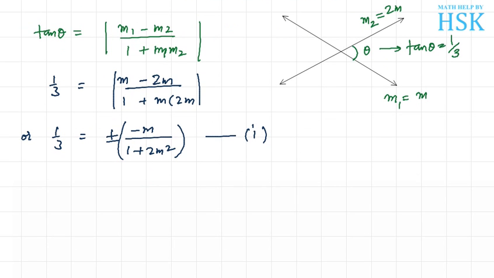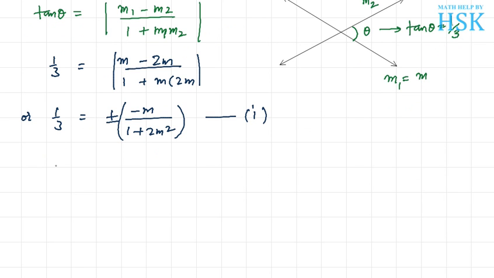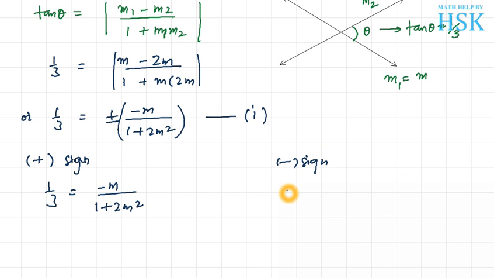So this equation gives me two conditions. First, when we take the plus sign, and second, when we take the minus sign. On taking the plus sign, I get 1 by 3 is equal to minus m upon 1 plus 2m square. On taking the minus sign, I get 1 by 3 is equal to minus of minus m upon 1 plus 2m square. So I am going to get two values of m and two answers.